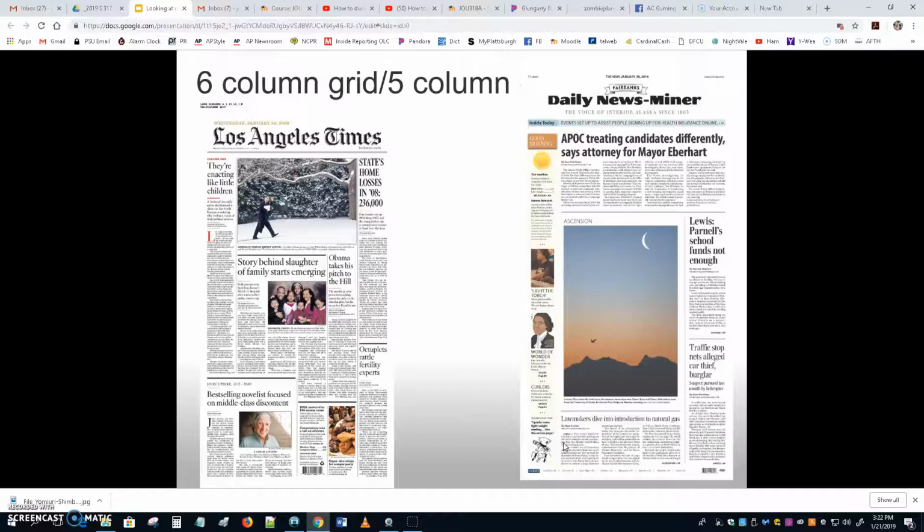A 6-column grid for broadsheet newspapers is the most common, and we'll be using 6-column, but there are lots of different grids. But all newspapers are built on some kind of a grid to help organize ourselves, to kind of structure ourselves. Did you notice something interesting about this LA Times? We'll get to it in just a minute in another example.